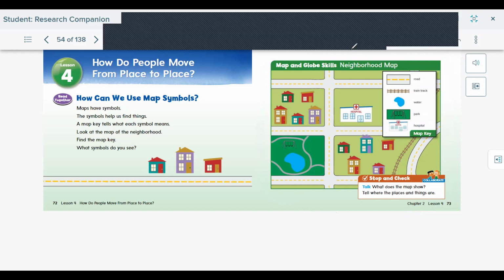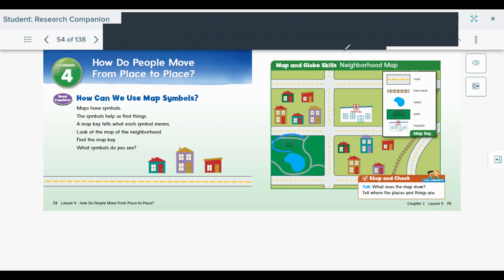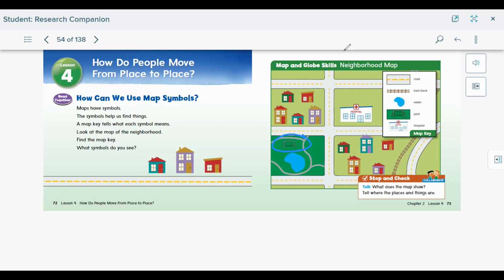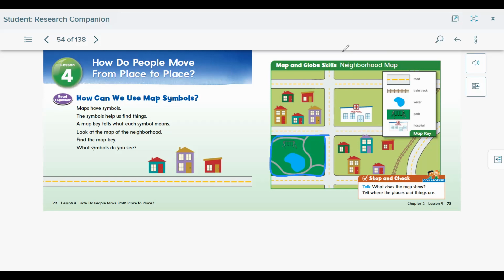Let's look and see where these places and things are on the map. Right here, what do you see? That's water, correct. Now there's another thing right here that the map was telling us about. What do you think that is? The park. This area looks like the park in the neighborhood.